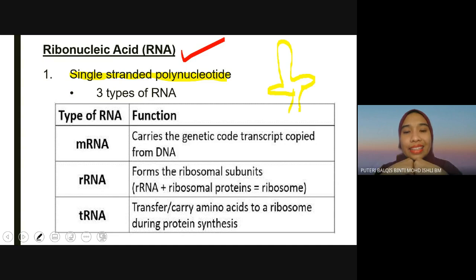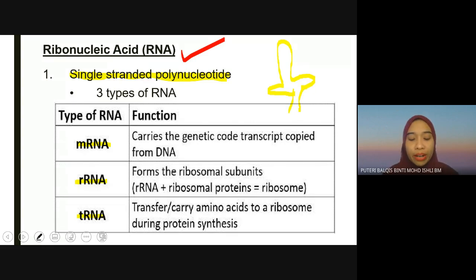Kalau DNA tadi, dia punya base pair ada pasangan. Yang A kena berpasang dengan T. Yang G kena berpasang dengan C. Kalau single stranded, dia tak ada couple. Alright, we have 3 types of RNA. We have mRNA, rRNA, tRNA.